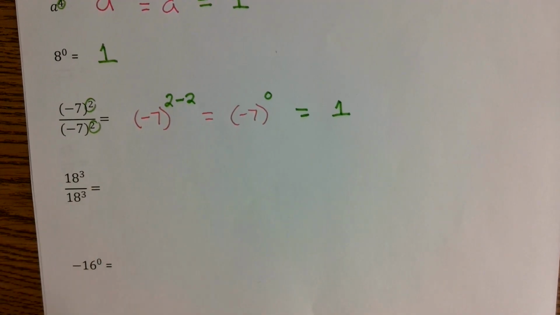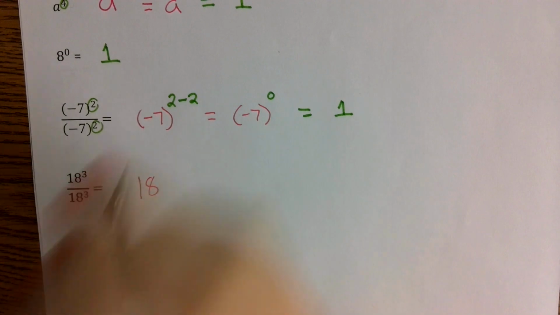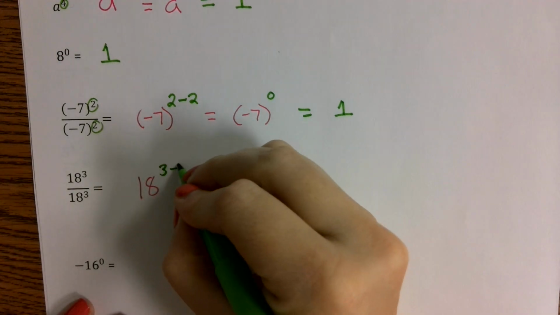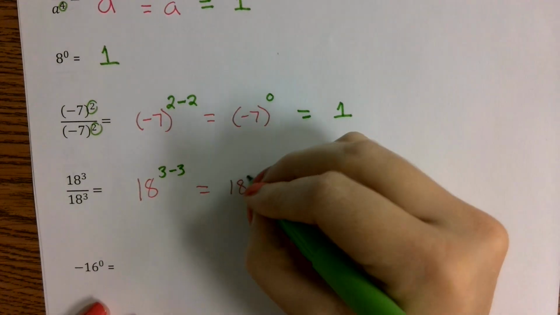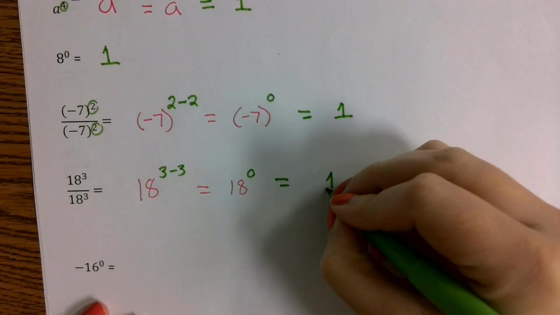18 to the third over 18 to the third. You keep the base, you subtract the exponents. You're doing 3 minus 3. That's going to equal 18 to the 0 power, which is going to be equal to 1.